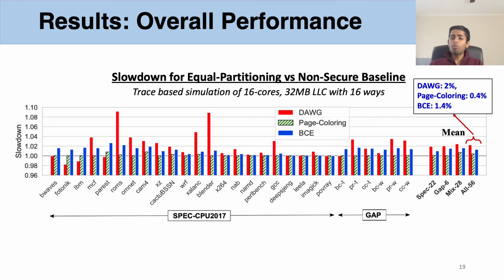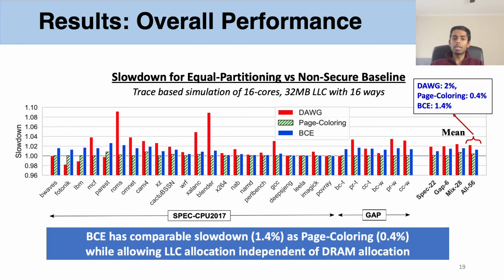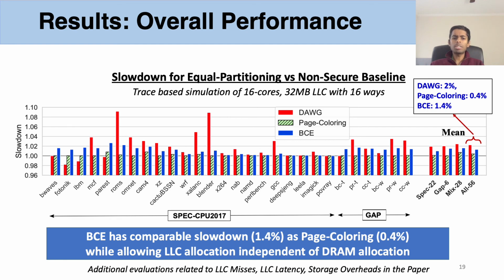For overall performance, we consider 3 configurations: DAWG, page coloring, and BCE with equal partitioning, and compare the slowdowns versus a non-secure baseline with an unpartitioned LLC. Overall, BCE has a comparable slowdown as page coloring, while allowing LLC allocations to be managed independent of DRAM allocations. In comparison, DAWG has a higher average slowdown and a much higher worst case slowdown compared to BCE, as it is forced to provide direct map partitions when the number of ways equals the number of domains, unlike BCE. Additional evaluations covering the LLC misses, LLC lookup latency, and storage overhead breakdown are provided in the paper.